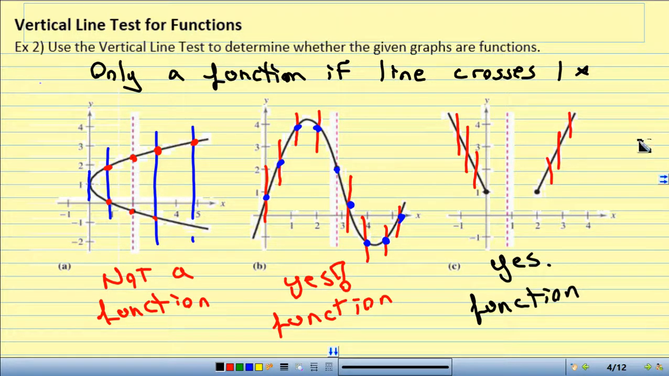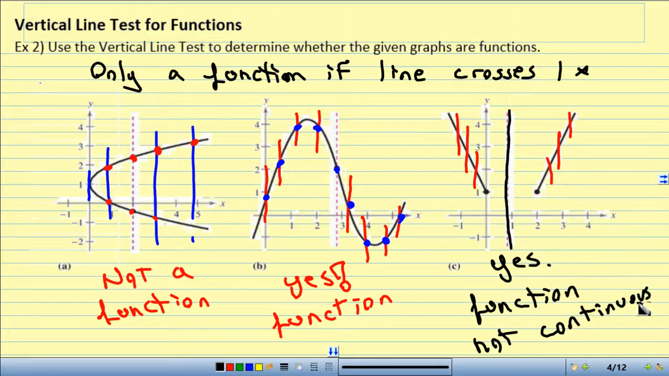But because I have a vertical line here that does not cross the function at any point, it is not continuous. So it's not continuous, but it is a function, just not continuous. And when I say continuous, I mean it doesn't run together. You have to lift up your pen and draw. So that means just not continuous.